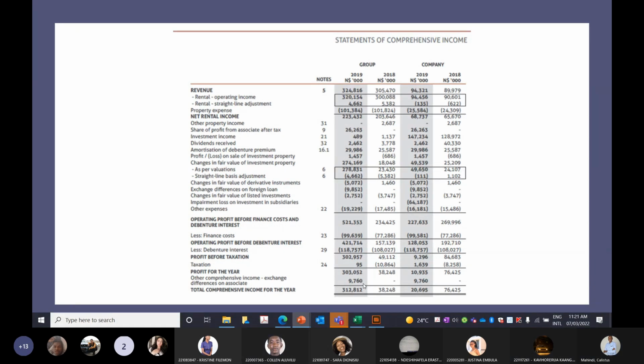and where the other comprehensive income component is. So we mentioned that you get your profit for the year and you get your other comprehensive income. Revaluation surpluses are always shown in other comprehensive income. Okay.